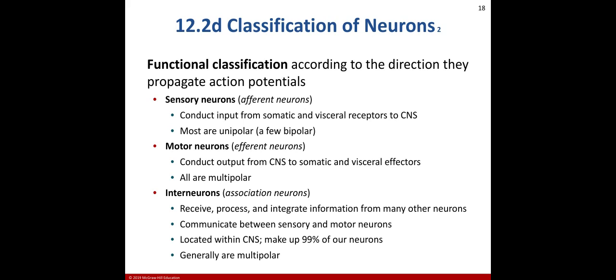And then we've got interneurons. They're also called association neurons. They receive, process, and integrate information from the other neurons. So from the sensory neurons, from the motor neurons, they're getting information and they communicate between the two. And these are mostly in the central nervous system. And they are multipolar.